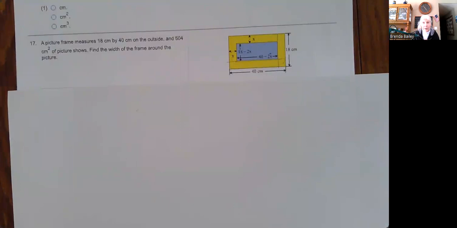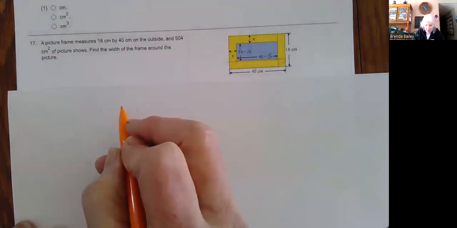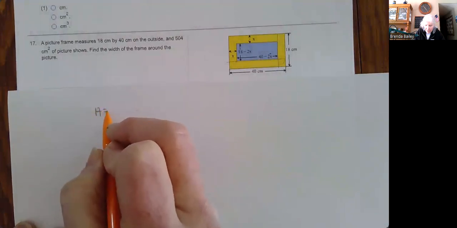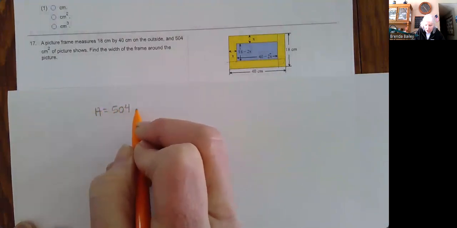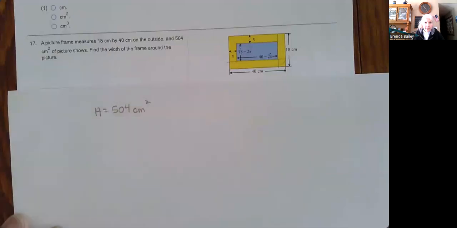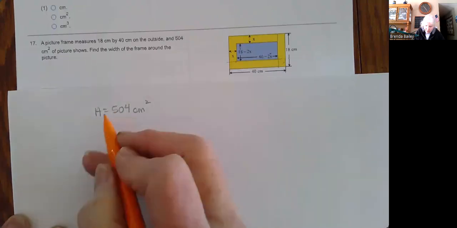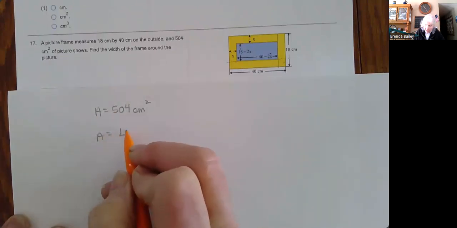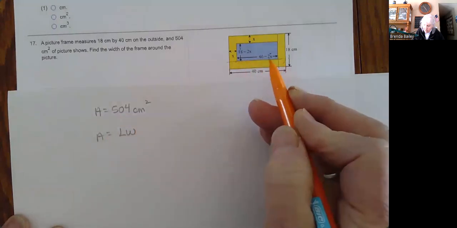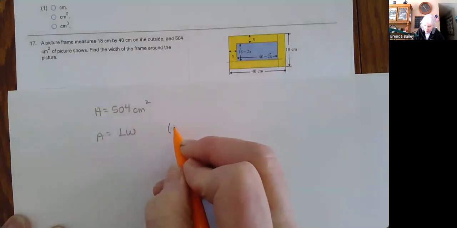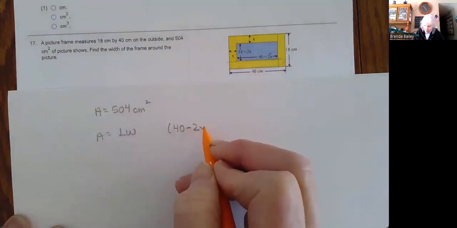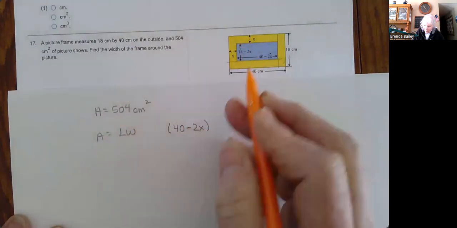I know that the area of the blue is 504 square centimeters. I also know that area is length times width. So the area is length times width, which is our length and our width.